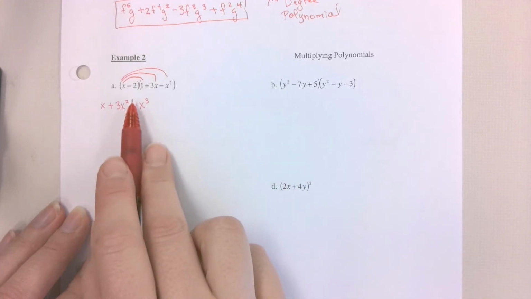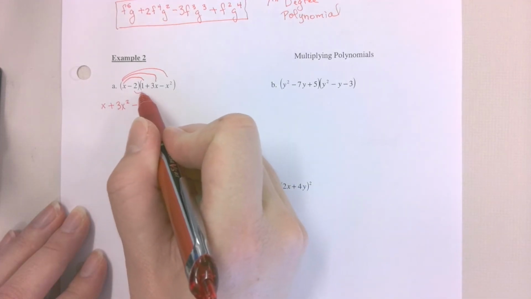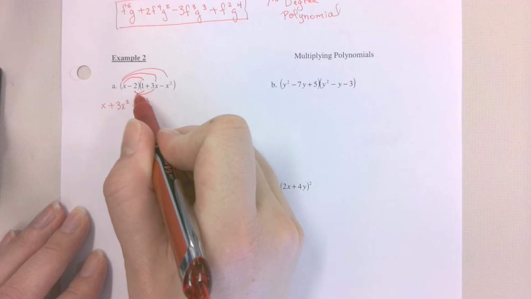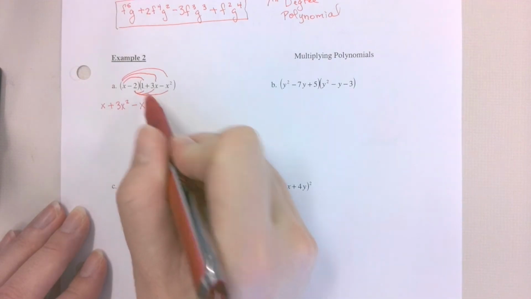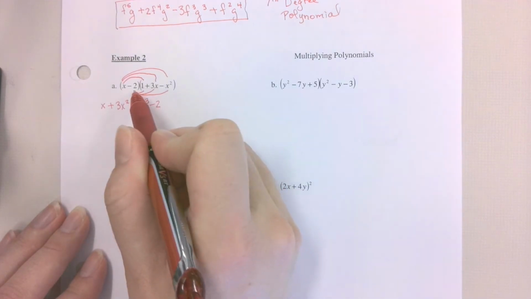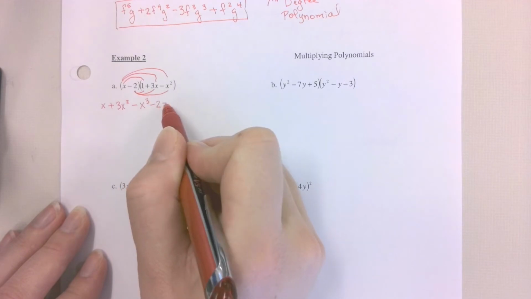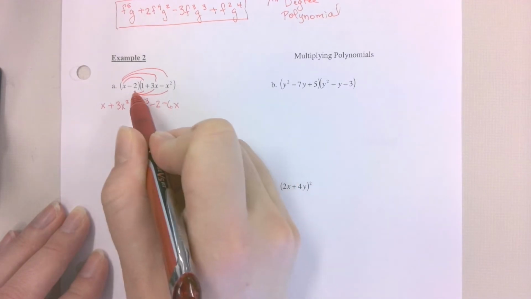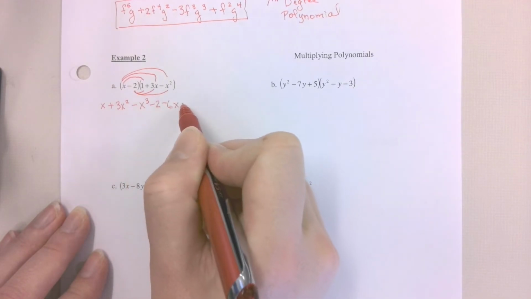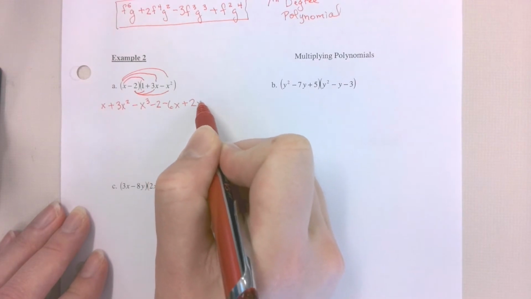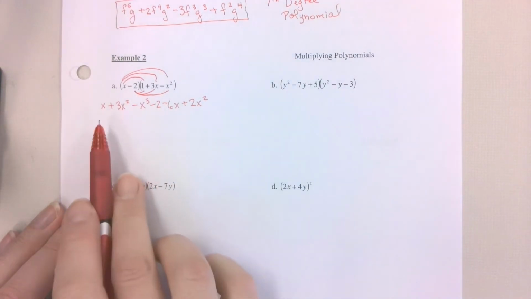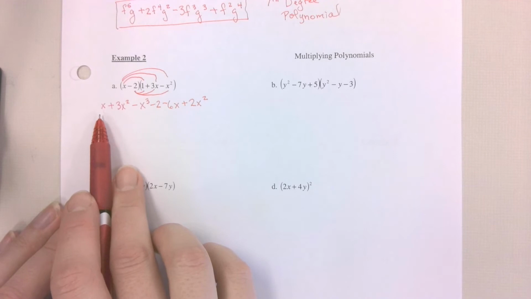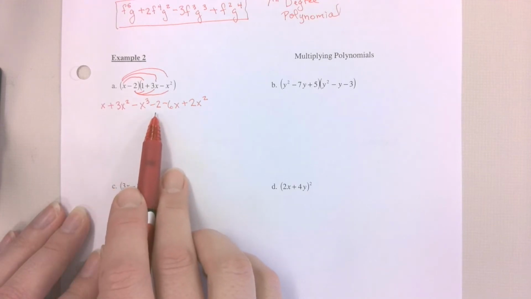All right, once we do that, we're going to come back and multiply everything by negative 2. So negative 2 times 1 is a negative 2. Negative 2 times 3x is a negative 6x. And negative 2 times negative x squared would be a positive 2x squared. So I should have 6 terms. Here's 3 from the first piece.